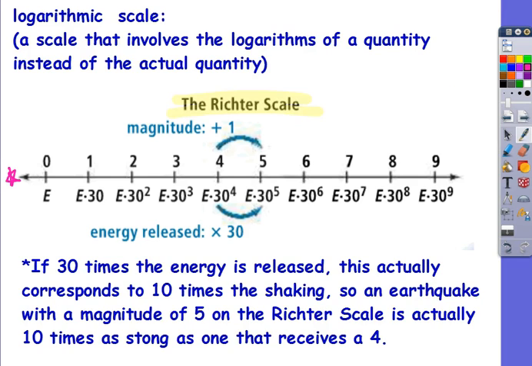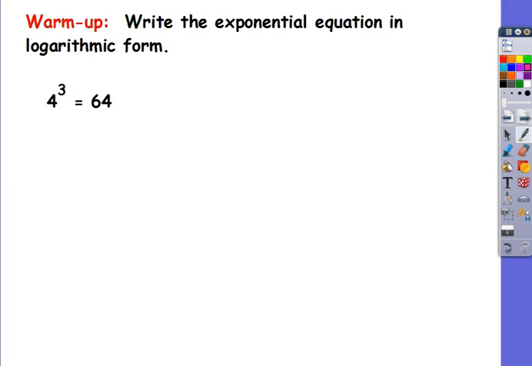Another application of a logarithmic scale is the Richter scale. Here E stands for the energy released in an earthquake. So if you're looking at a 4 versus a 5 on the Richter scale, you might think, okay, 4 versus 5. But if you look at the Richter scale, these are actually the exponents. So a 5 actually corresponds to 30 times the energy released of a 4 on the Richter scale. And then if you read on the bottom here, if 30 times the energy is released, this actually corresponds to 10 times the shaking. So an earthquake with a magnitude of 5 is actually 10 times as strong as one that receives a 4. So just some kind of cool applications to be aware of in your day-to-day life.